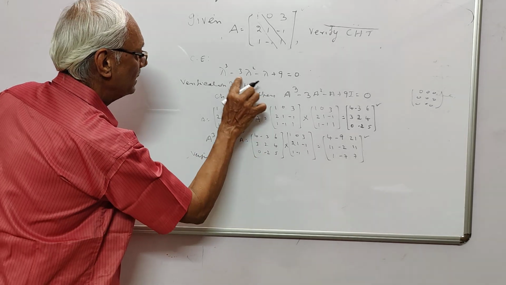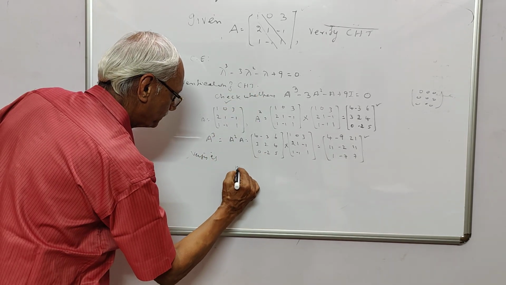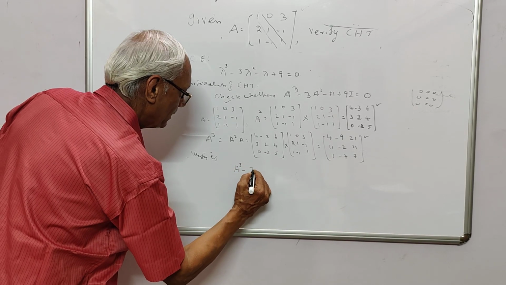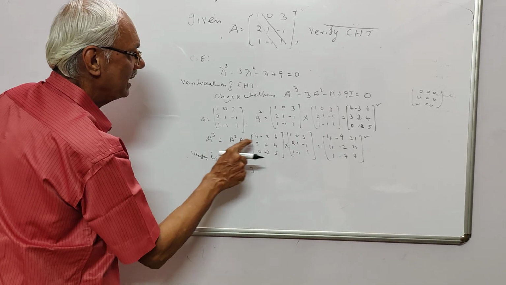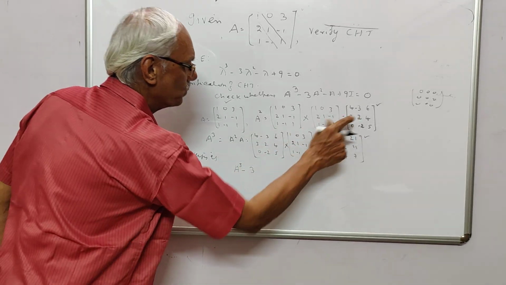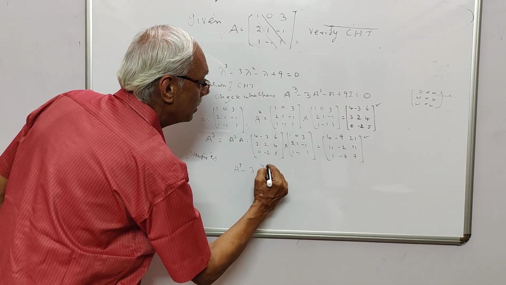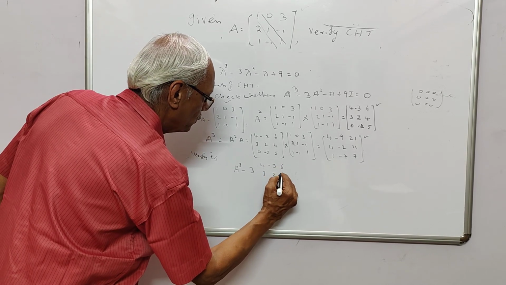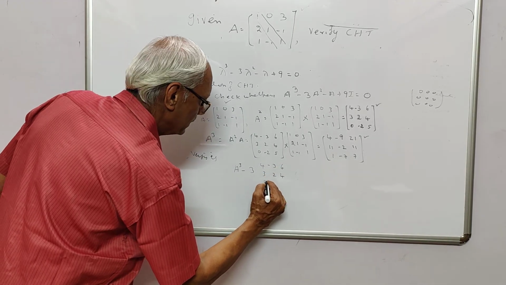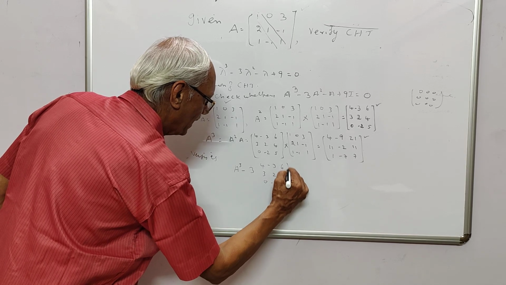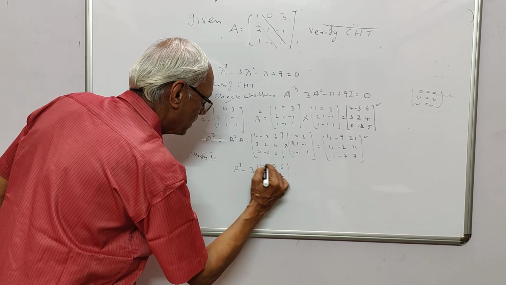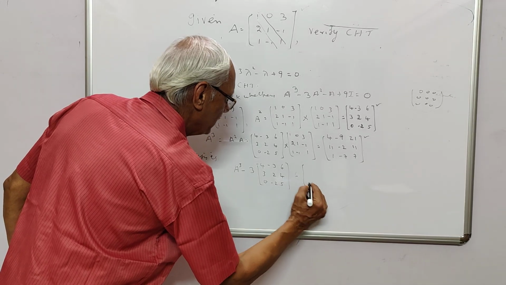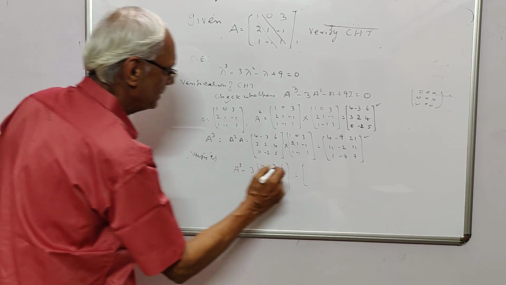If, what is that? A cubed minus 3, what is your A squared? Where A squared is what? 4 minus 3, 6, 3, 2, 4, 0, minus 2, 5. Then minus, what is your A? A is 1 0 3.